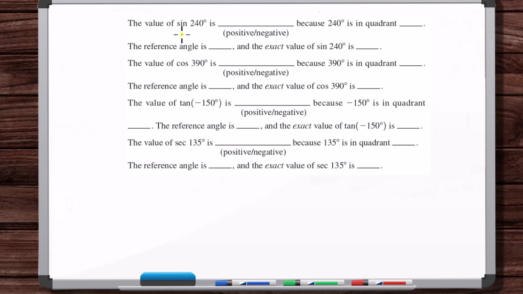All right, the value of sine of 240 degrees is positive or negative because 240 degrees is in what quadrant? Okay, 240 degrees we know is between 180 and 270, so it's in the third quadrant. And is it positive or negative? Well, the sine is opposite over hypotenuse, and in the third quadrant the sine is negative.